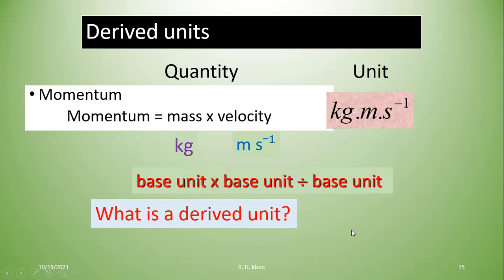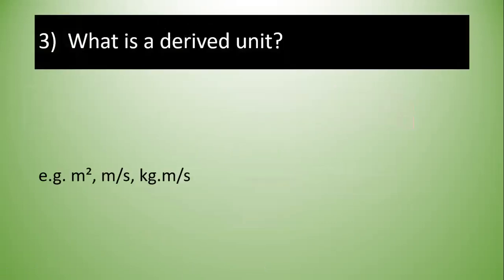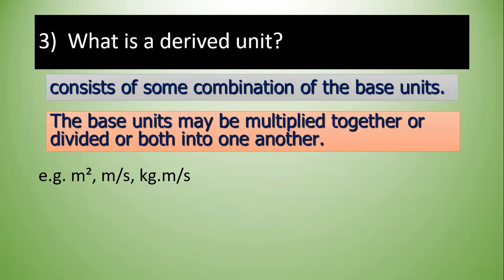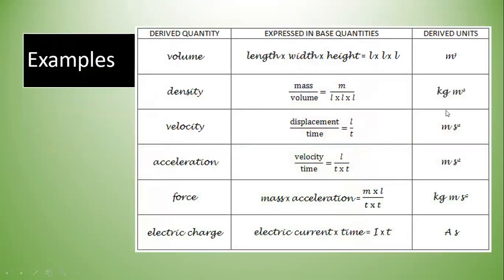So we must be able to define what a derived unit is, because it is derived from base units. Right? These are all examples that we've just shown you. It consists of a combination. How do we derive the unit? We combine the base units. By how? Multiply together, or divide, or multiply and divide together to get the derived unit. Right? So these are other examples: volume, density, velocity, acceleration, force, electric charge, which we will be defining again later on in the syllabus.